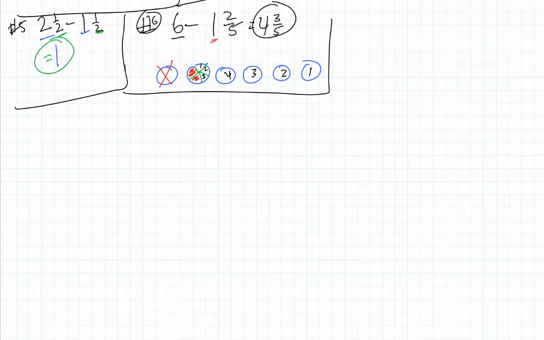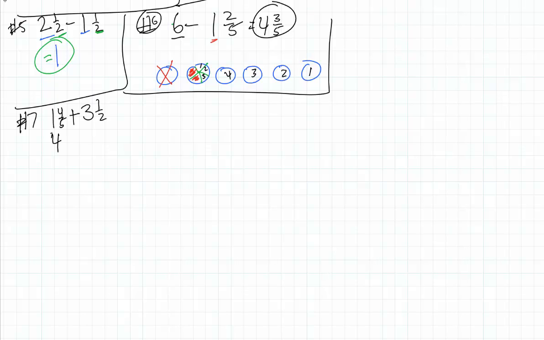Okay, almost done here. Number 7. We have 1 4/5. We're going to add 3 1/2. Okay, this is a little more challenging. We have the whole numbers here. So we have 1 and 3, so we have 4 wholes.